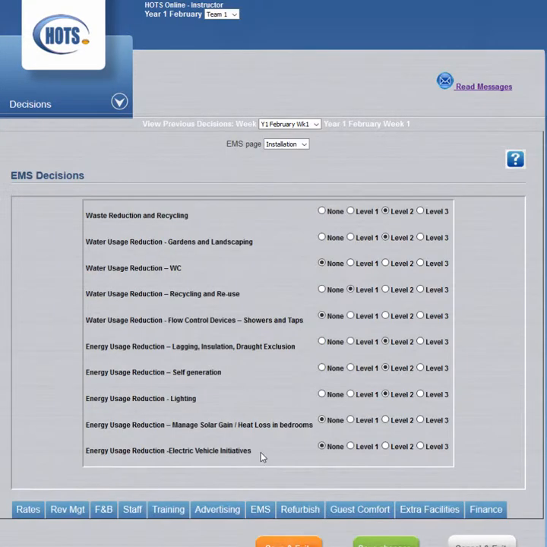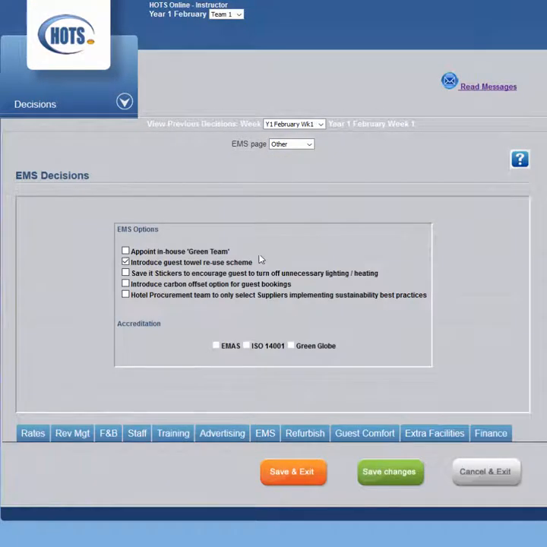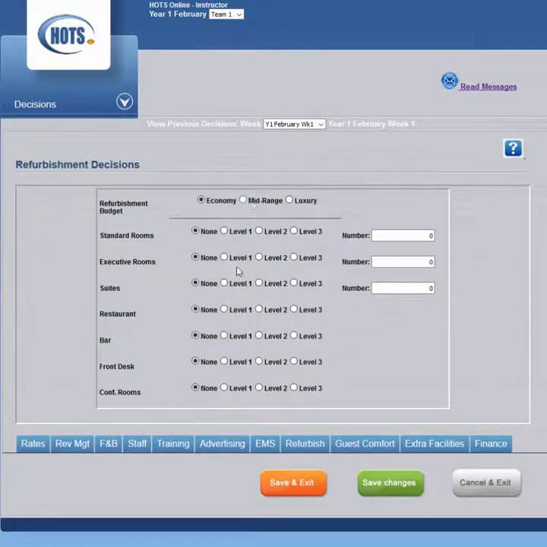The simulation gives access to decisions on a full range of environmental management systems, including installation capital items that the teams can invest in to reduce the waste, the water usage and energy uses in the property. And also on the second page, they can introduce different schemes or become part of an EMS accreditation scheme. They also have to plan for refurbishment over time, so this is a policy decision that they will need to implement as time goes by.